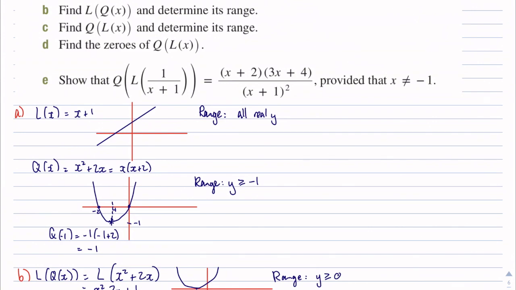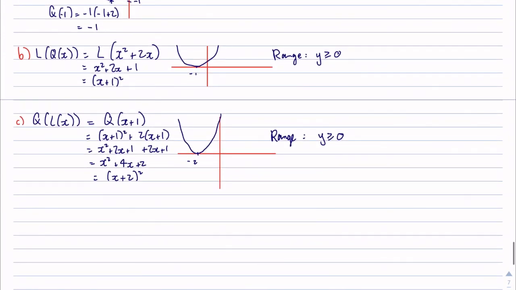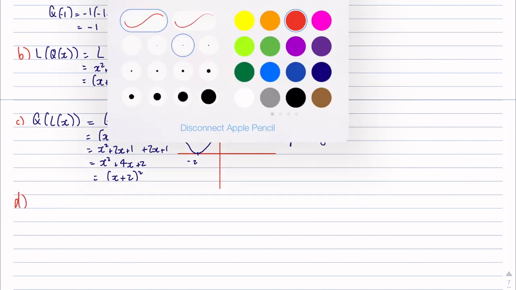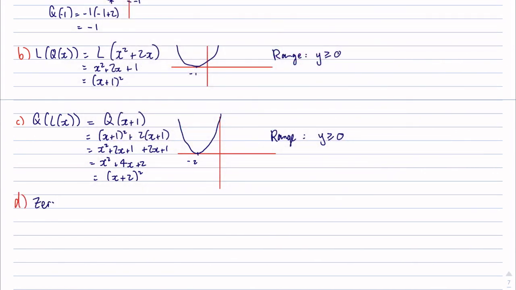Okay, find the zeros of q of L of x. Well, I kind of already have zeros. x equals -2, and it's a repeated 0, which means it turns around there.